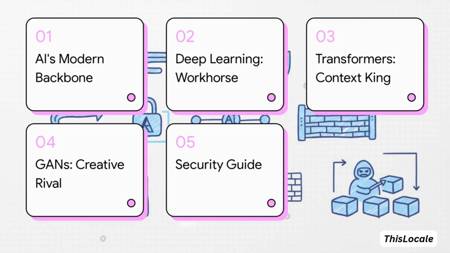All right, so here's our game plan. We're going to take an architect's tour of the three fundamental pillars of modern AI. First up, the versatile workhorse, deep learning. Then we'll talk about the undisputed context king, transformers. And finally, the creative rival, GANs. Then we'll wrap it all up with a really practical security guide for all you architects out there.